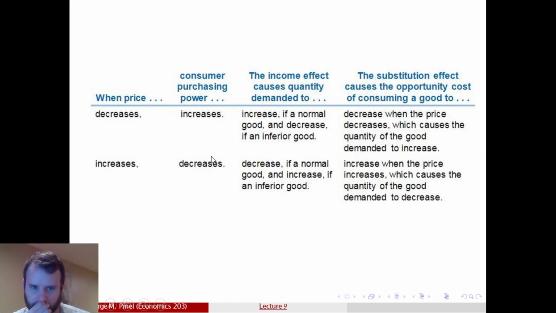Oh, yeah, sorry. So when price decreases, consumer purchasing power increases, right? So the overall budget constraint will shift outwards, okay? The income effect causes the quantity demanded to increase if a normal good and decrease if an inferior good. The substitution effect causes the opportunity cost of consuming a good to decrease when the price decreases, which causes the quantity demanded of the good to increase. And flip it around for the other one.